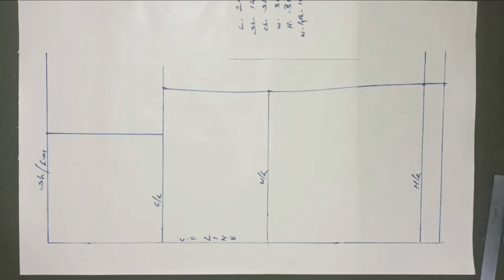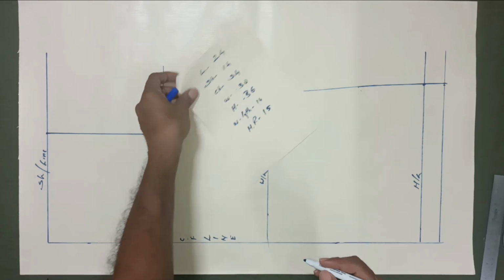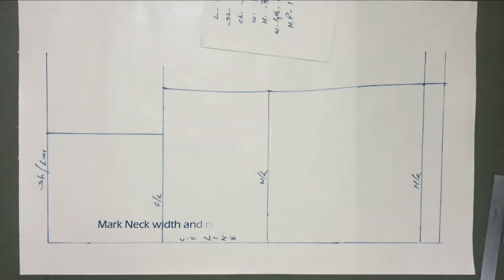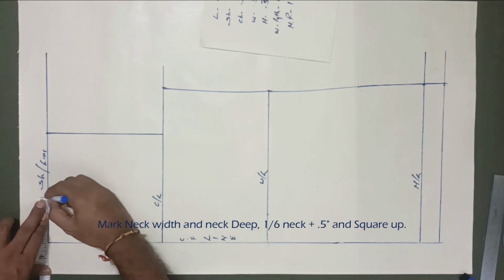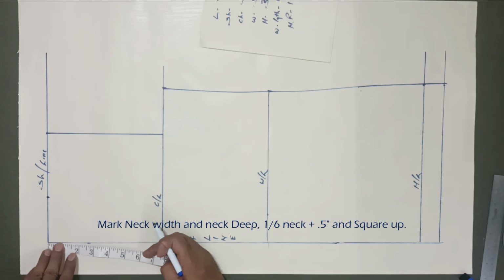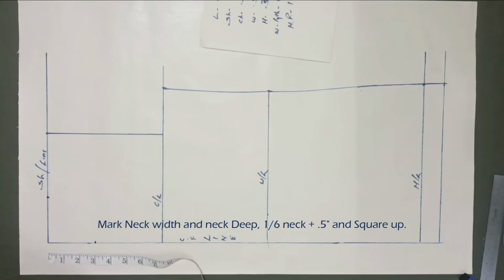Now mark the neck round. Neck round is 15 inches. To mark the neck round, the formula is neck round divided by 6 plus half an inch. Neck round is 15 inches, divided by 6 is 2.5, plus half an inch. So the total measurement will be 3 inches. And the neck depth remains the same as the neck width. So mark the 3 inches from here.